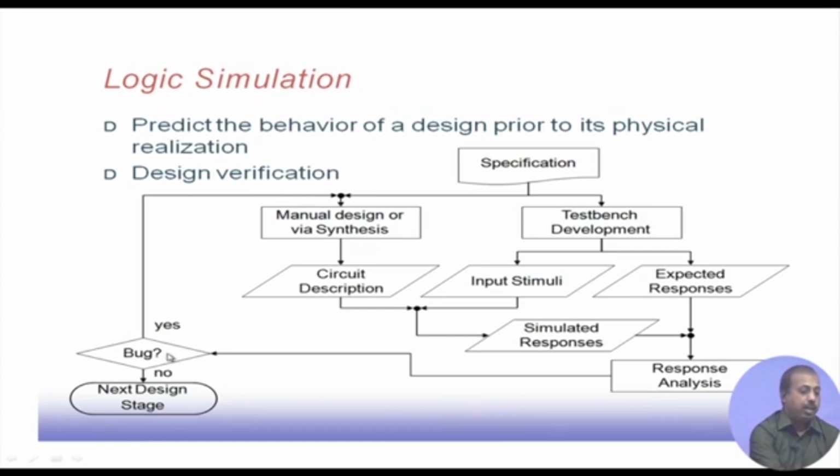If these two responses are not matching, that means there is a bug. If there is a bug, we need to correct the design process, and again it will go through the modification, the synthesis, and it will go on like this. However, if there is no bug, then of course we can go to the next design stage, that may be the actual implementation of the circuit and all that.